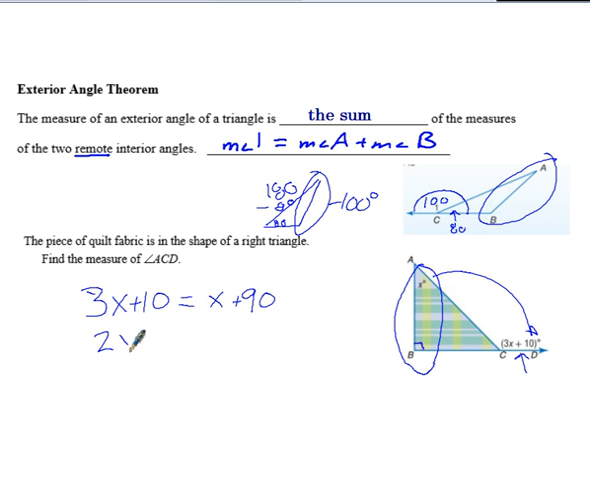So this becomes 2x equals 80. X is equal to 40. And now to find the measure of this angle, we're going to do 3 times 40 plus 10. So that gives me 120 plus 10, which is 130 degrees.